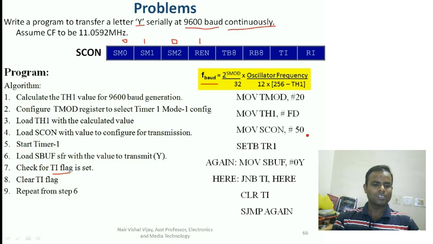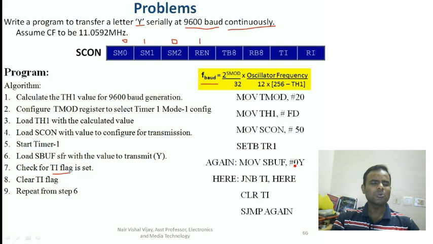Then we have to start timer 1, so SETB TR1. TR1 is the timer run bit 1 to run your timer 1. And then move the value Y, which is the data you need to transmit serially, into your buffer register. Then check for the transmitter flag. The transmitter flag will be set once 8-bit data is transmitted, so until that happens, we keep on checking. Once the transmitter flag is set, you know 8 bits of data have been sent, so clear the transmitter flag, then again follow this process. This is how you keep on continuously transmitting the data serially according to this algorithm.